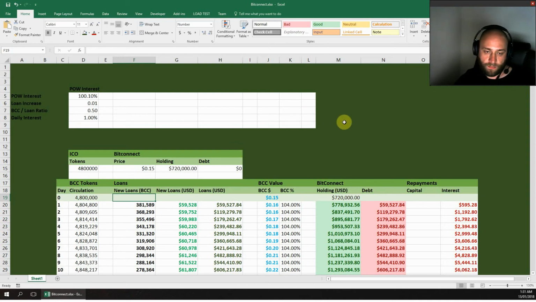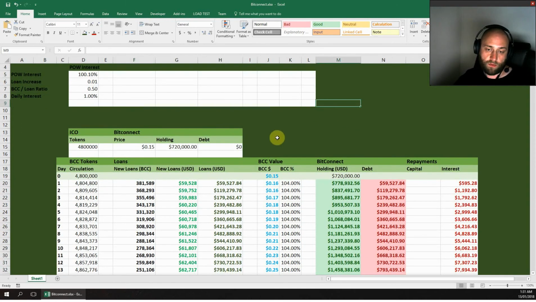So in terms of what I've got on the spreadsheet itself, I'll try to avoid getting too detailed, but it's important that I explain what it is, otherwise it just looks like I'm throwing numbers at you and pretending to be smart.